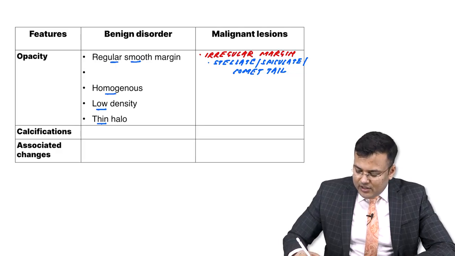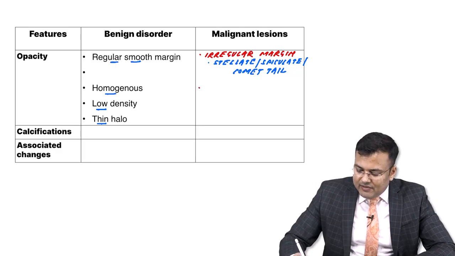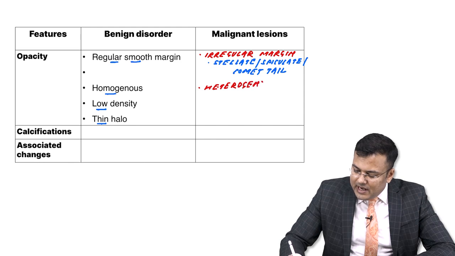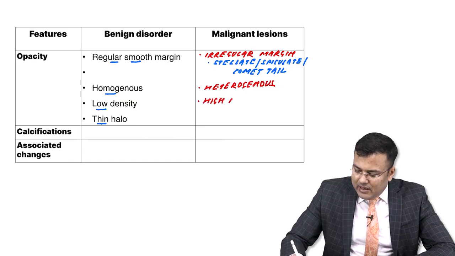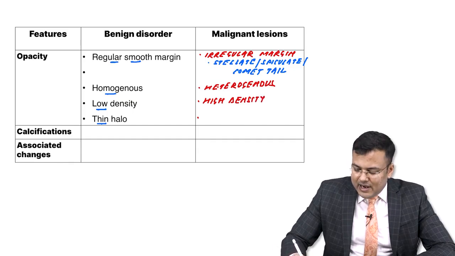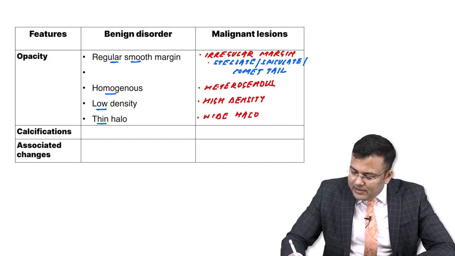Benign lesions are homogeneous, malignant lesions are heterogeneous. Benign is low density, malignant is high density. In benign there is a thin halo, in malignancy there is a wide halo. We discussed that halo means empty appearance around the lesion.